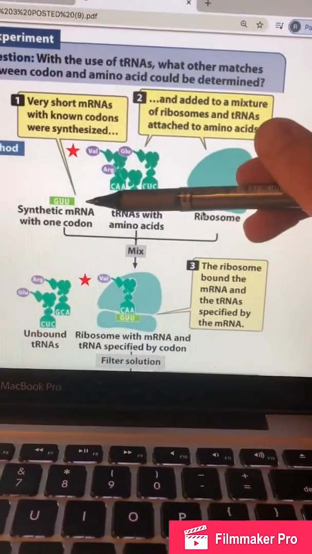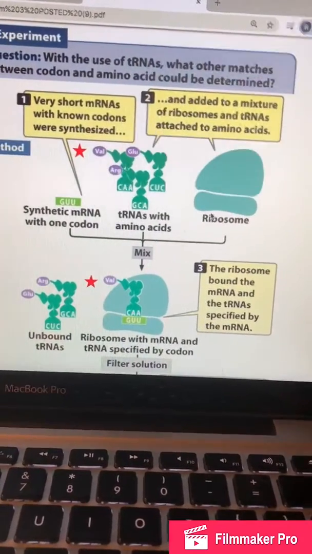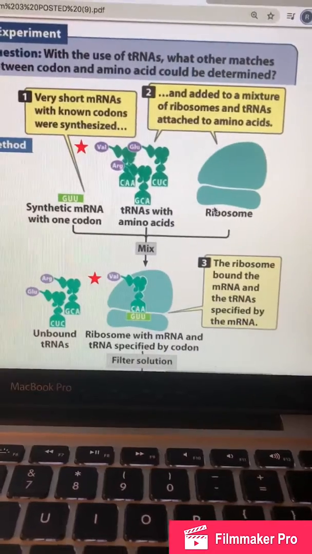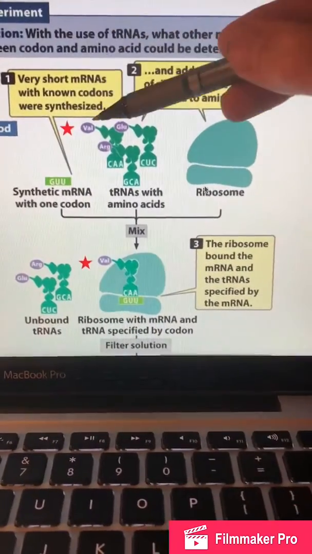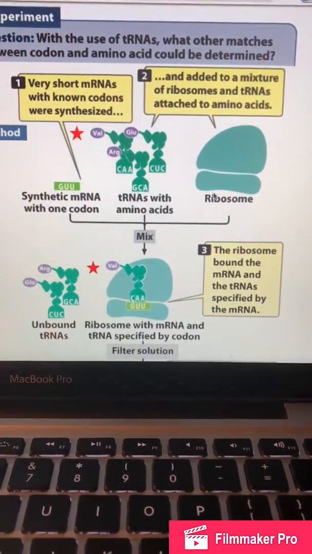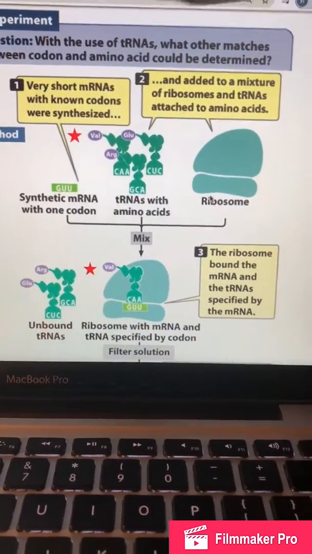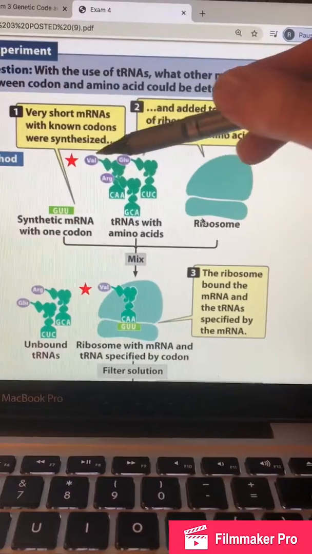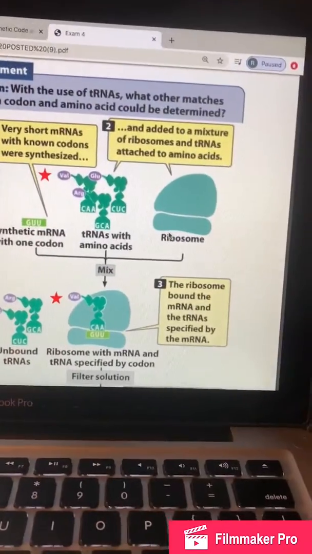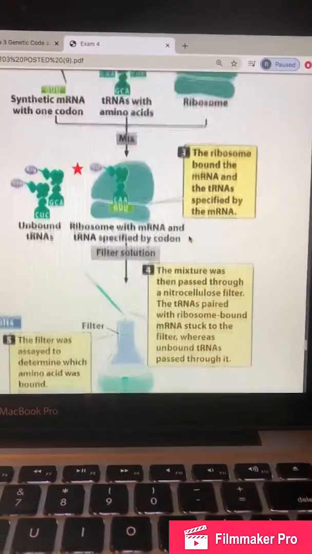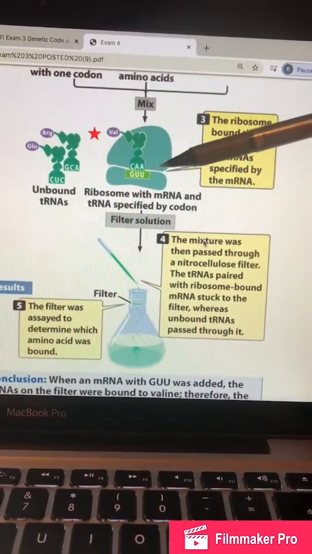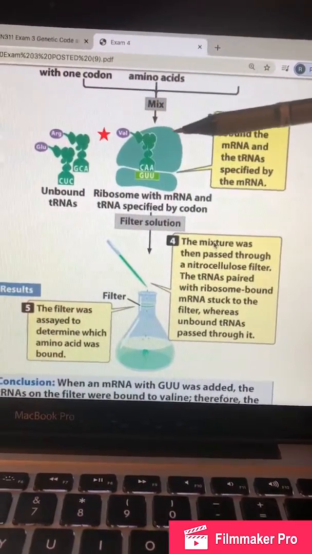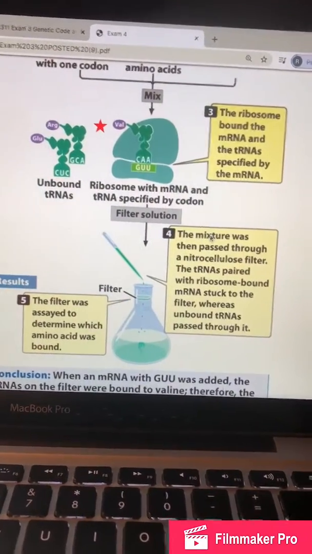So for each synthetic mRNA codon created, this would be tested 20 separate times like the previous experiment. And for each of these separate tests, one specific amino acid would be radioactively marked. So in this case, valine is radioactively marked. That's hence the star. So once this is all mixed together, the mRNA would bind with the tRNA through the ribosomes.